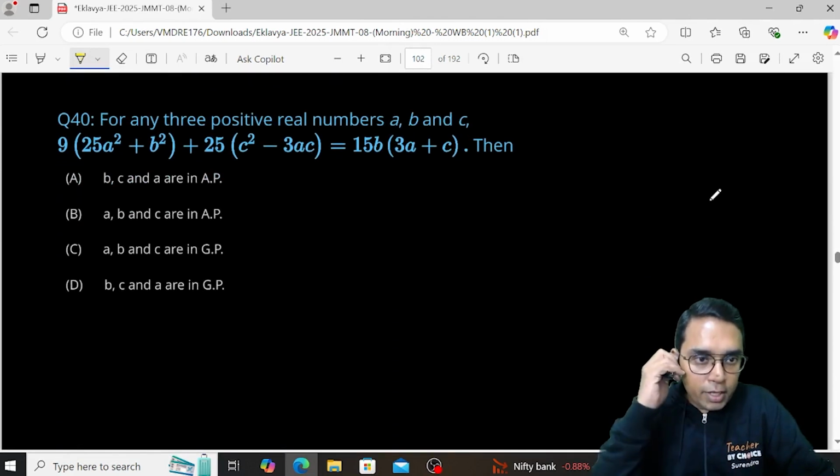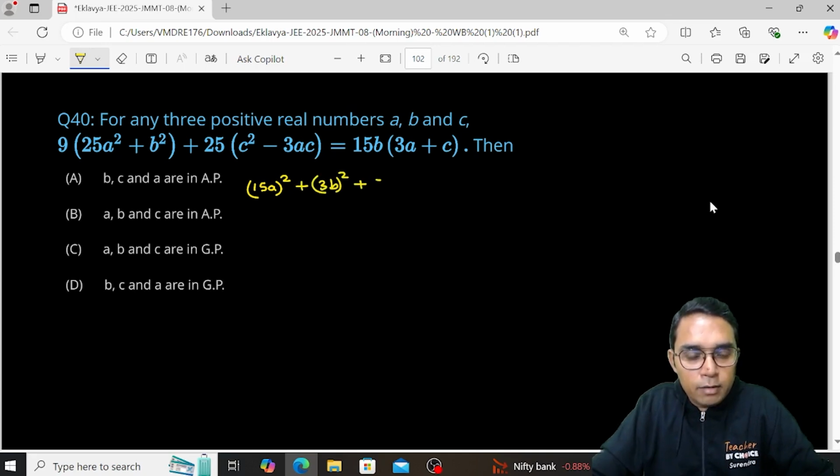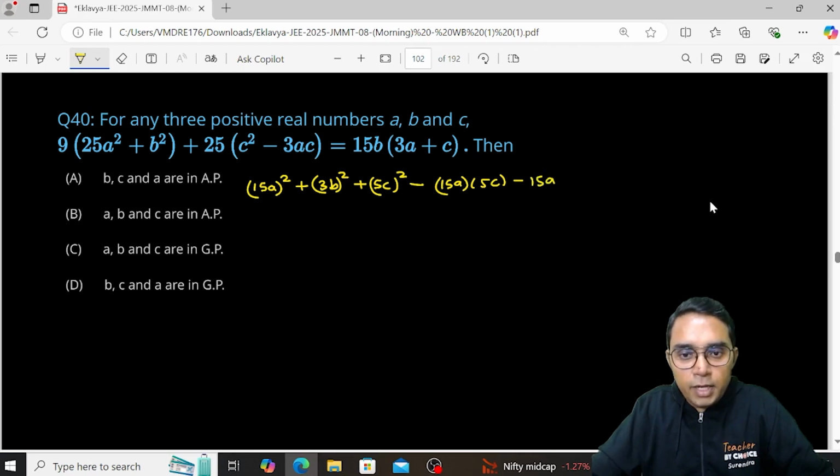So question number 40, we are given three positive real numbers A, B, C. Here you see, if you multiply 9 with 25, I think we will be getting (15A) whole square plus (3B) whole square plus (5C) whole square minus, this is 25 into 3, that is 75, but I will write this AC as 15A into 5C, and then minus for AB I will write it as 15A and 3B, and then for BC I will write it as 3B into 5C is equal to 0.